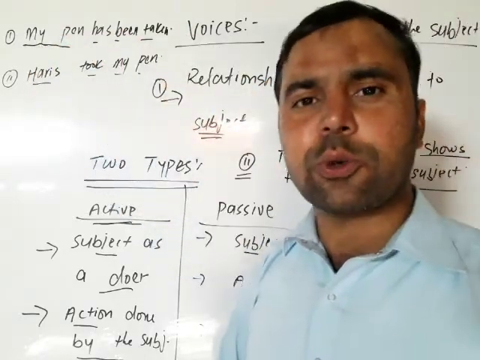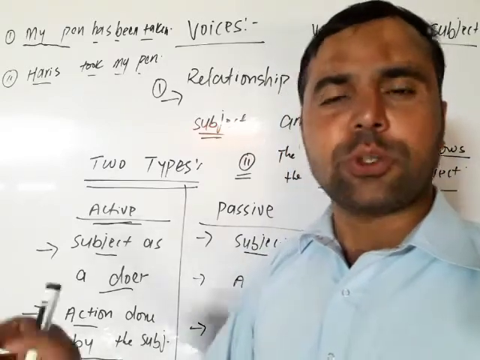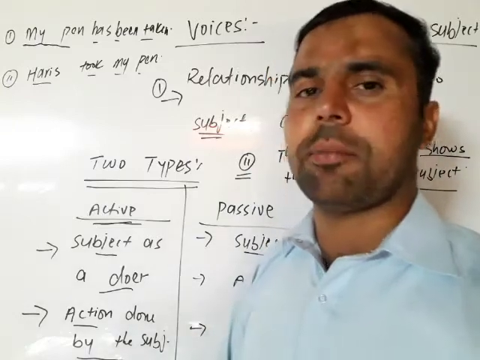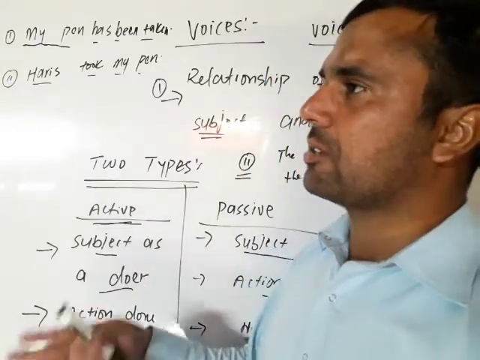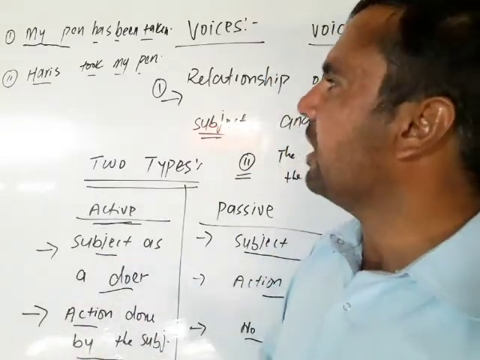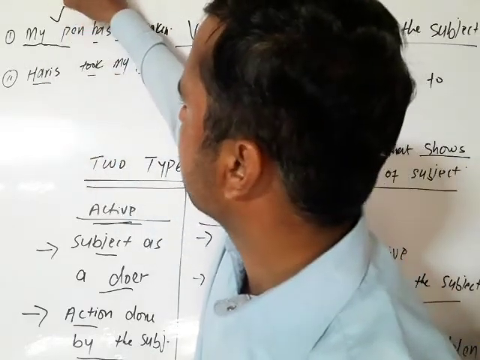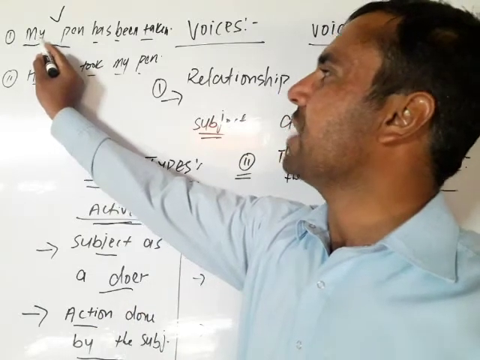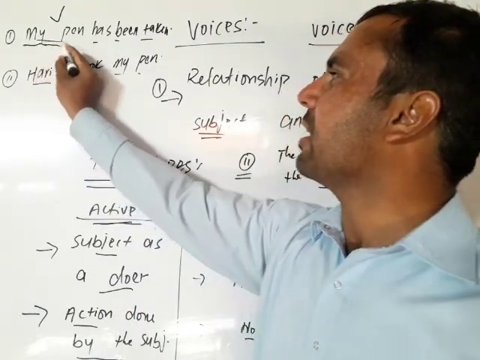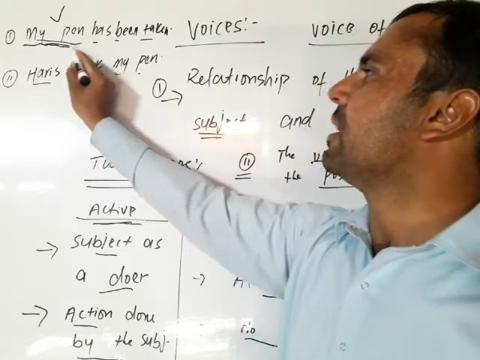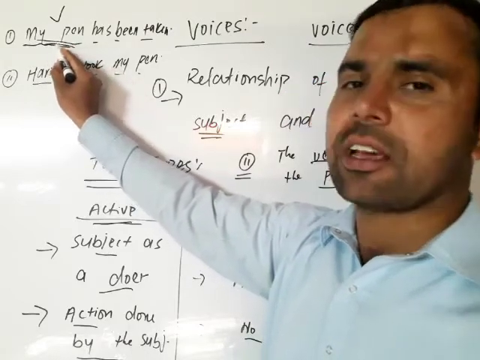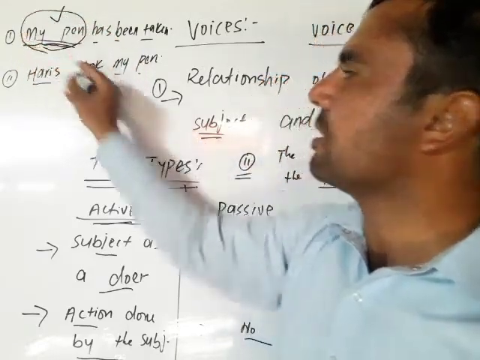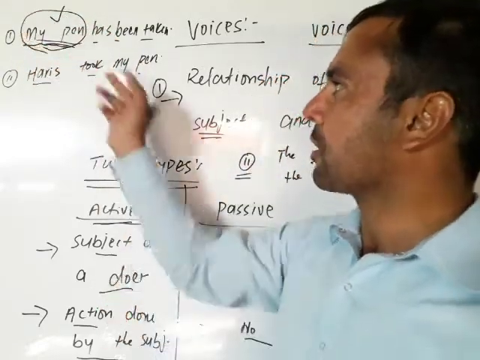Now I do not want to show the subject. I do not want to tell you who has taken my pen, or who has stolen my pen. I am only and only talking about my pen. I am concerned about telling you that my pen is not with me, someone has taken it, but I am only worried about my pen. I am not concerned with who has taken the pen.